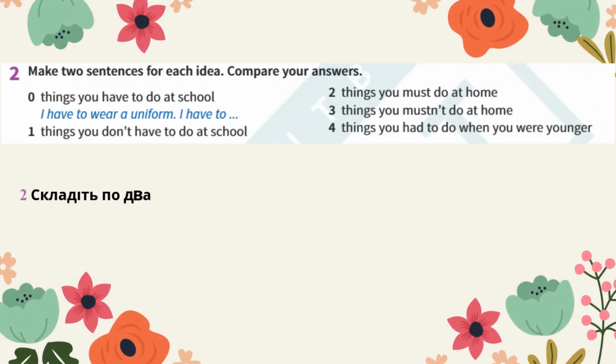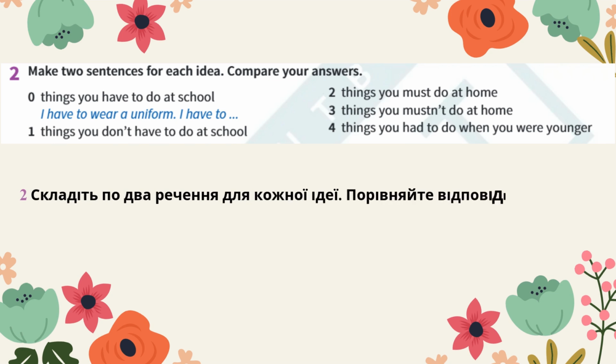Now we are moving on to more complicated practical tasks. Exercise 2, page 44. Make sentences for each idea. Compare your answers. For example, things you have to do at school: I have to wear a uniform. Things you don't have to do at school.